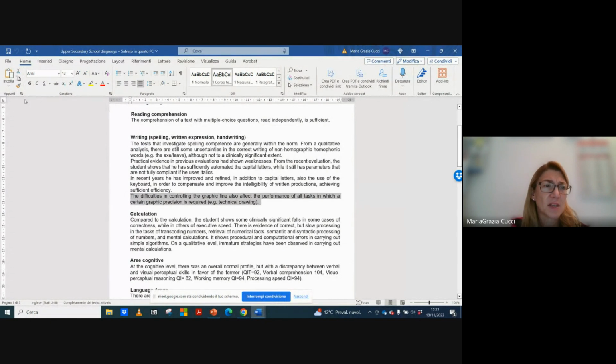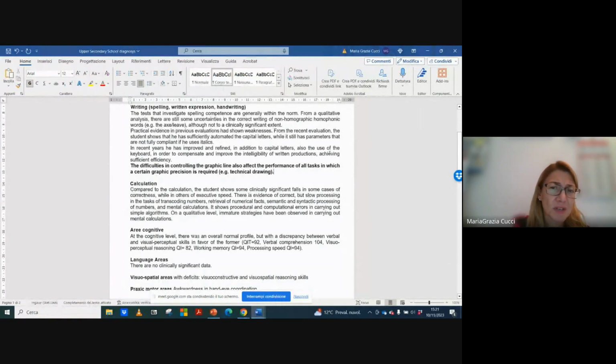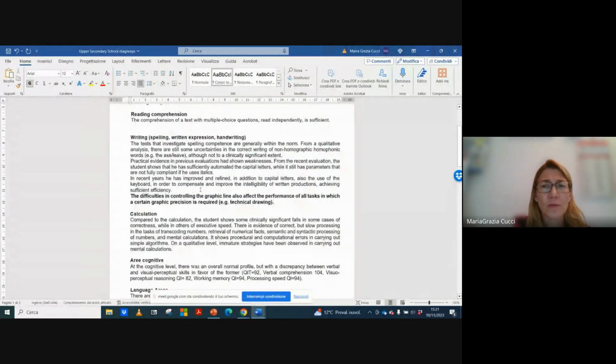So if you see this information, you have to work as a school to find a way to adapt the didactical tools in order to give the student the opportunity to achieve the basic skills and also a better level of skills in technical drawing without drawing by hand, of course.